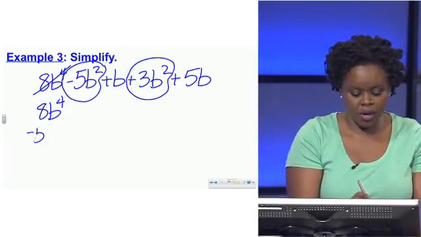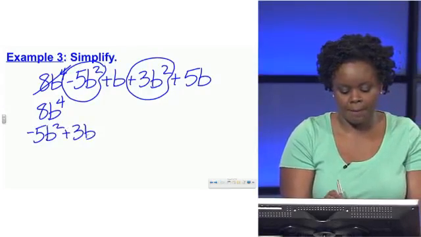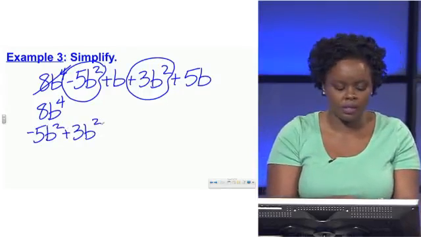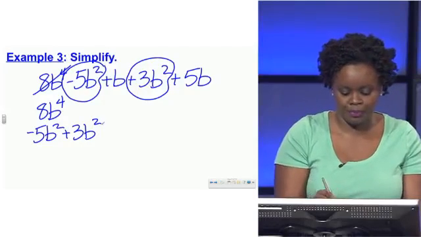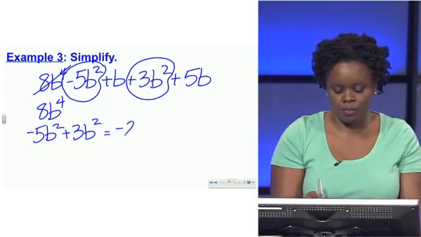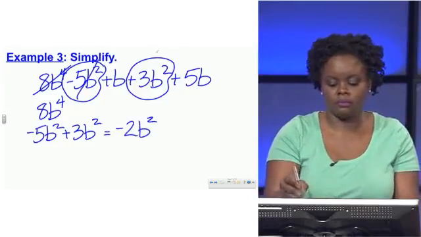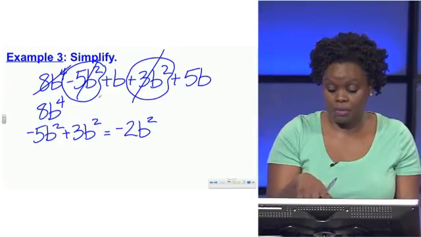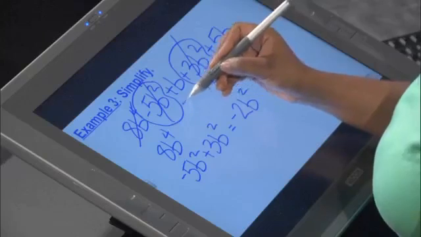Negative 5b squared plus 3b squared. All right, so remember, essentially, we're just focusing on the coefficients. So negative 5 plus 3, that's negative 2. So this is negative 2b squared. All righty, so we've handled that. And I see all we're left with here is 2 terms that both have the variable b, and those are our last pair of like terms to combine.